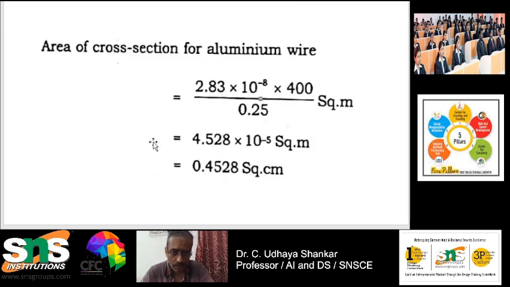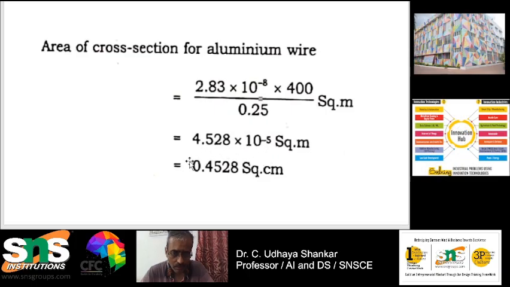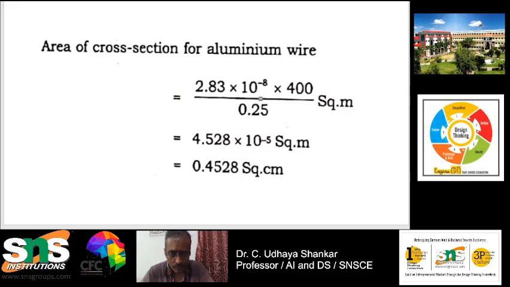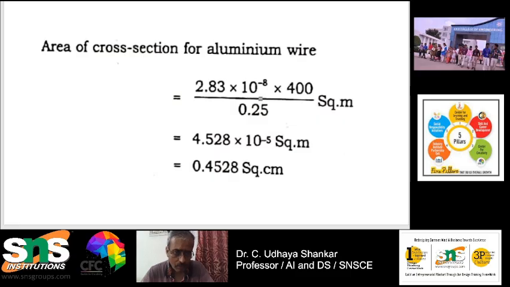So you can see that the area of cross section of aluminum wire is around 4.528 into 10 power minus 5 square meter, whereas if you convert it to square centimeter, you want to multiply by 10 power 4, and you will be getting something like 0.4528 square centimeter. So this is how we find the area of cross section, and if you want a detailed discussion, you can just refer to the previous videos.